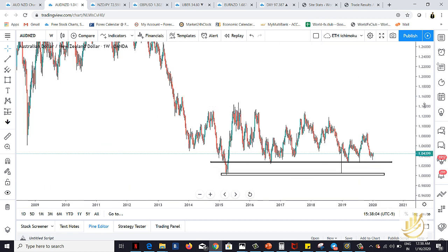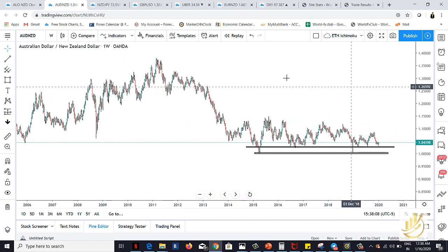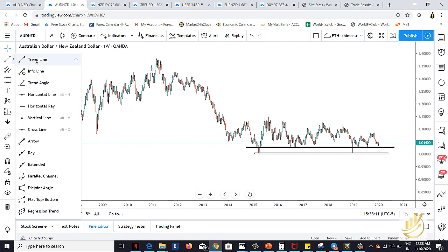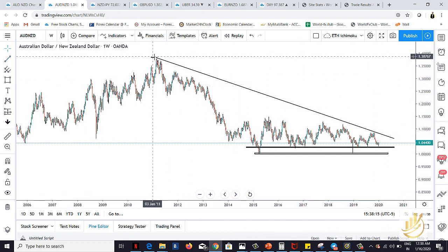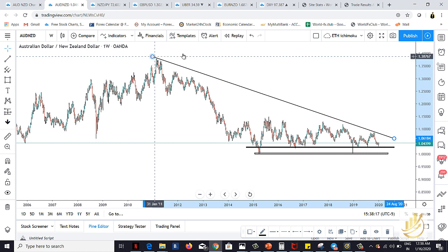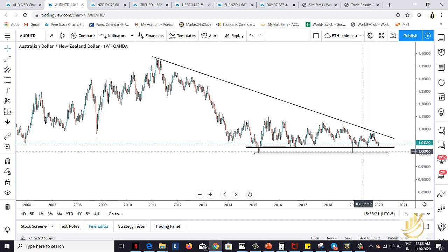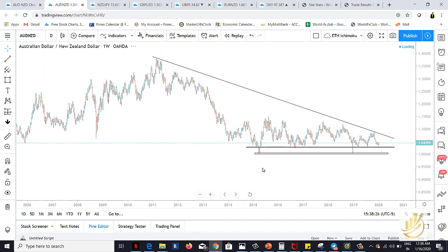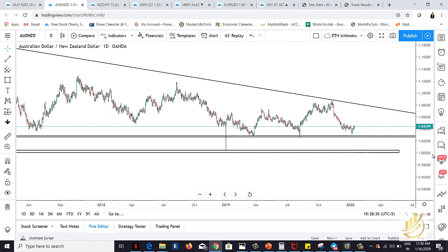So then I'll draw the trend line. Now the trend is down, so I'll just try to connect a few points. So if you draw it like this, I think that's enough. So we know that the trend is down, and now it's consolidating in this range. So let's just try to open a daily chart. Okay, now we are looking at a little smaller time frame.